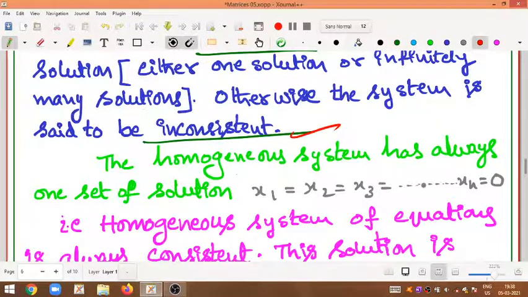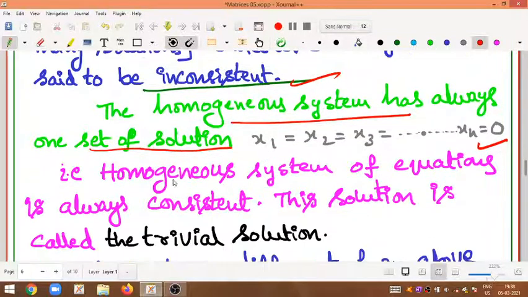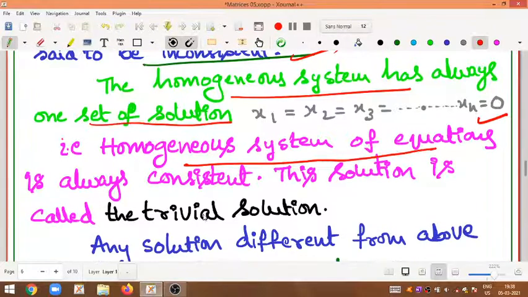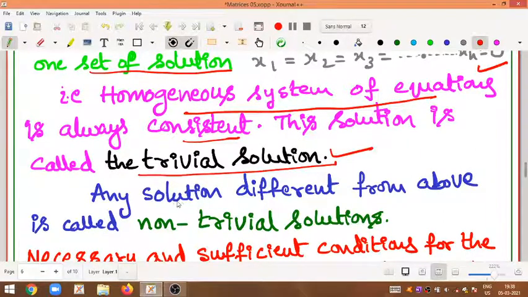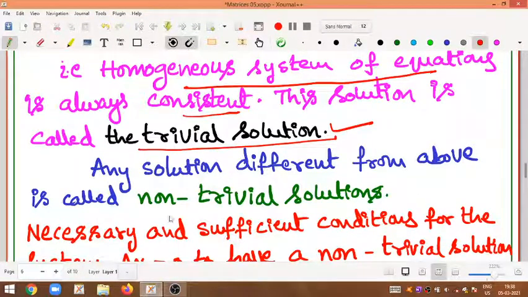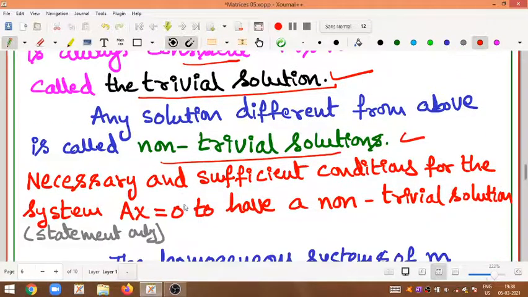Again, a homogeneous system always has one set of solutions, called x1 is equal to x2 is equal to x3, and so on, xn is equal to 0. That is, a homogeneous system of equations is always consistent. That set of solutions is called the trivial solution. Any solution different from the above, other than the trivial solution, is called a non-trivial solution.